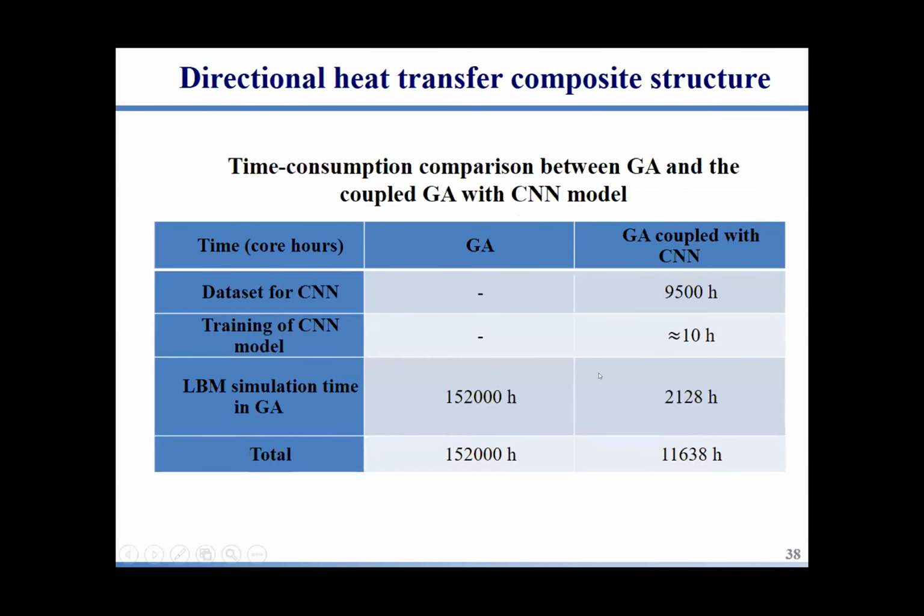So what are the time consumption comparisons between GA, a traditional optimization method, and the coupled genetic algorithm with the CNN model together? If the dataset for the coupled CNN is like this, and training the CNN model takes 10 hours, and if we use LBM simulation time in GA, the time is like this. So totally, the time is greatly reduced for these very complicated heat regulations.